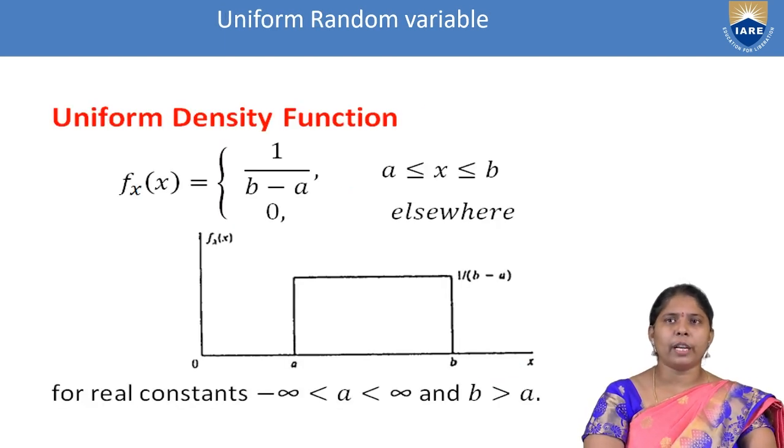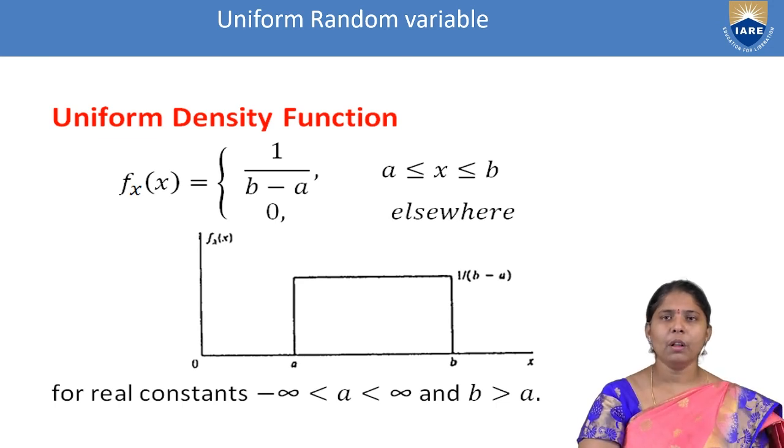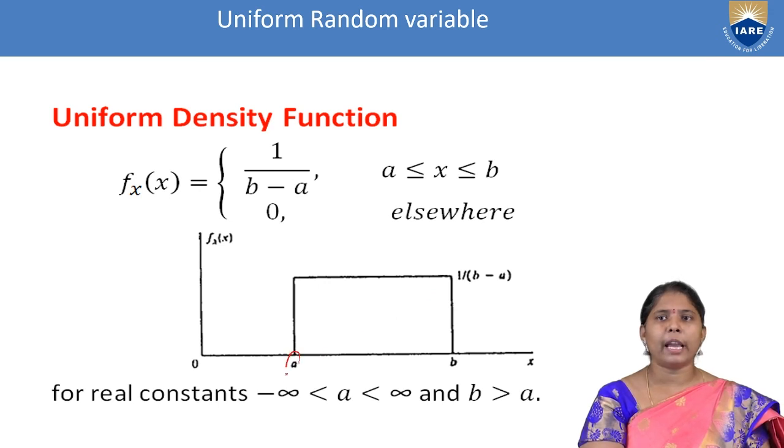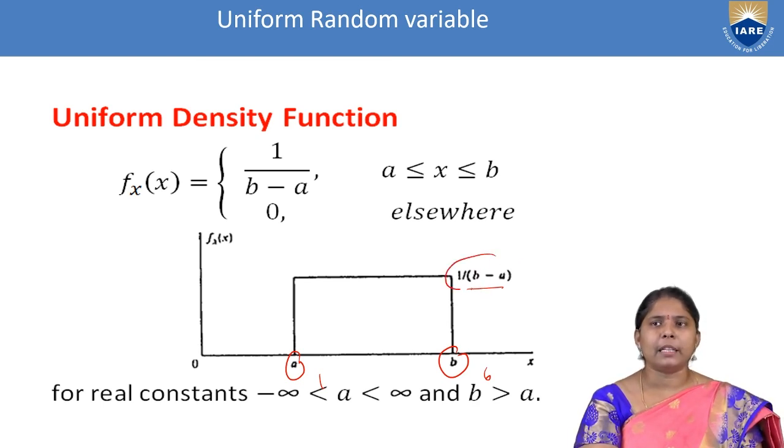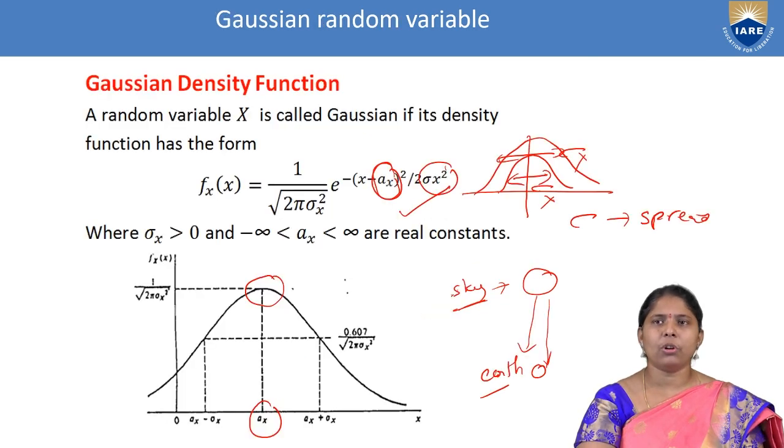Next we have the uniform density function also. What is this uniform random variable? For a uniform random variable, between some points, the outcomes are equally likely, like a die. From 1 to 6, it maintains an equally likely probability. So the probability is 1 by b minus a between the limits a to b. It is called a uniform random variable. It is also continuous, like the earlier one. These two are continuous random variables.